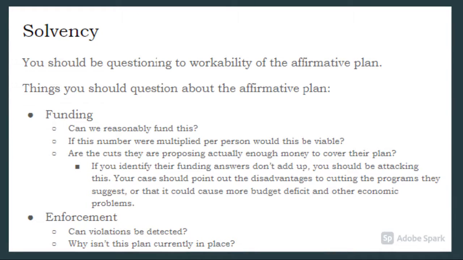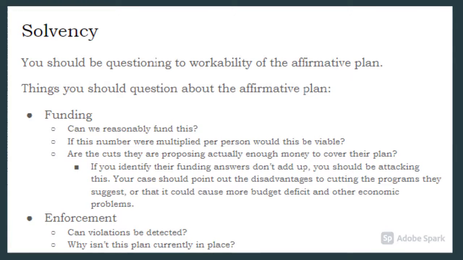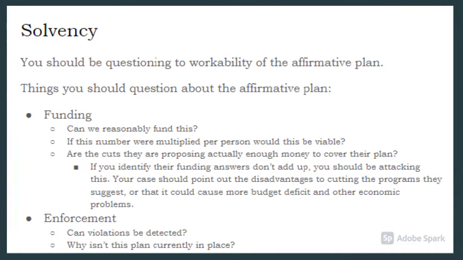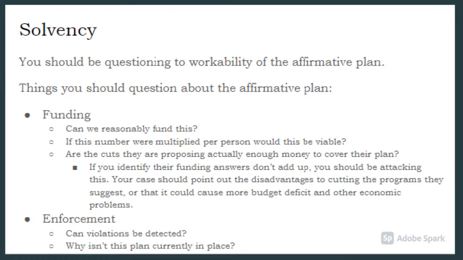So a lot of times people will say, we'll give this amount of money per person in tax credits or something like that. So do the math on the people, would that number actually be viable? Could we physically give every person $5 or whatever it is? So are the cuts they're proposing actually enough money to cover their plan? Because a lot of people will identify, oh, we'll cut spending to the military budget by 0.2%, and that'll give us the money. But make them show you that math, make sure that it's actually adding up to be enough money to cover what they need to get done.